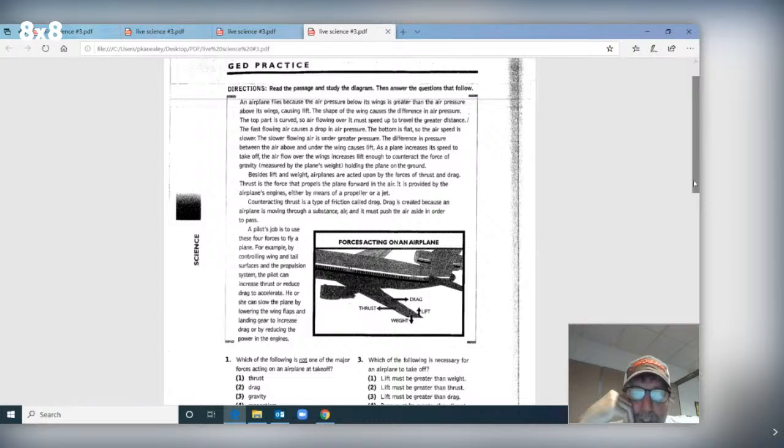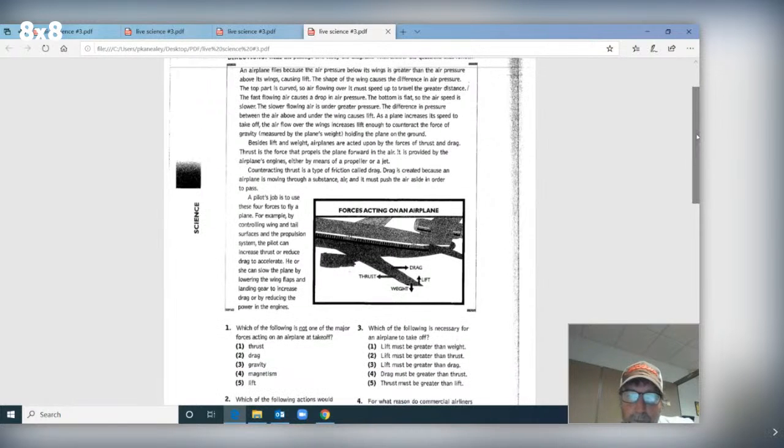Okay, so when we look at 3, which of the following is necessary for an airplane to take off? It says lift must be greater than weight, lift must be greater than thrust, lift must be greater than drag, drag must be greater than thrust, or thrust must be greater than lift. So the concepts are all lift, thrust, and drag. We want to make sure we know exactly what lift is, and that's talked about in the second paragraph.